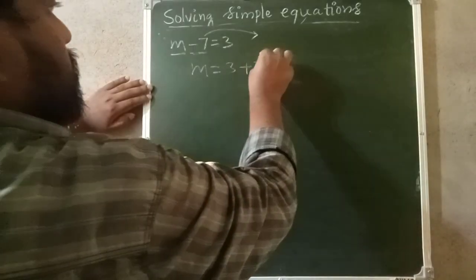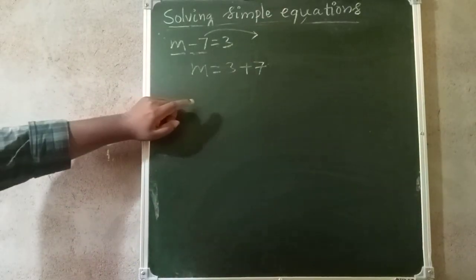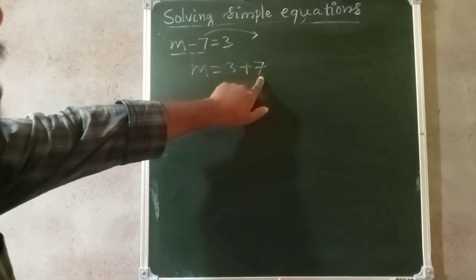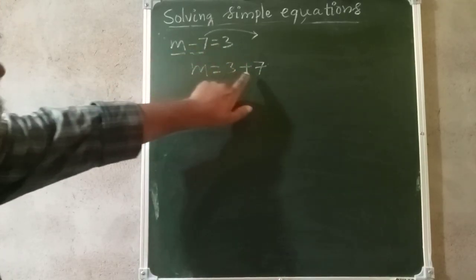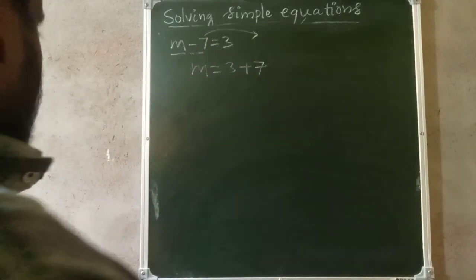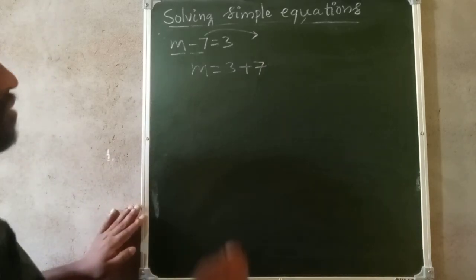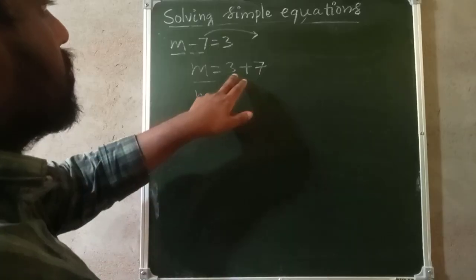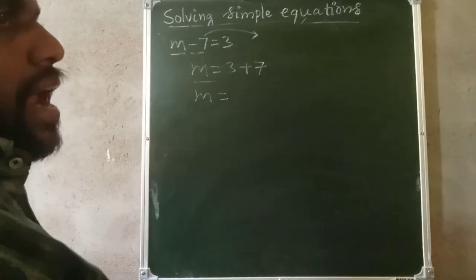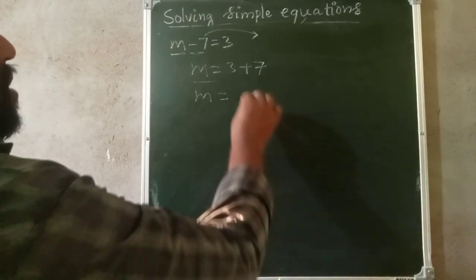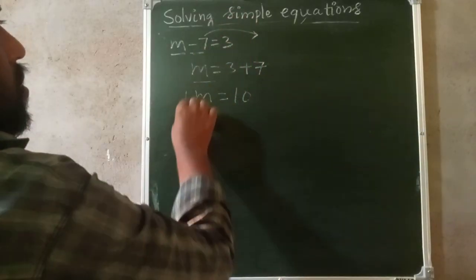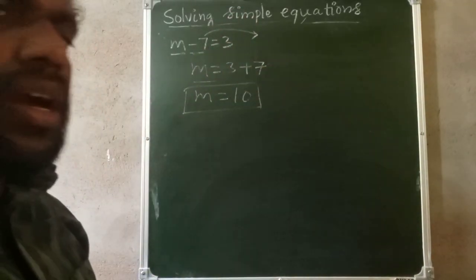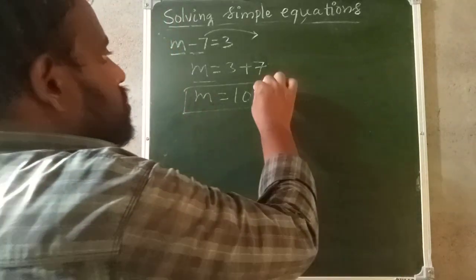Minus 7 becomes plus 7. So this 7 will be the same, and this minus changes to plus. In the next step, m is equal to 3 plus 7. Plus means adding. So 3 plus 7 is 10. So we got m is equal to 10 as the answer.